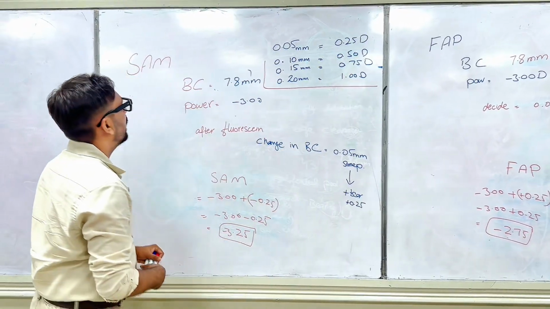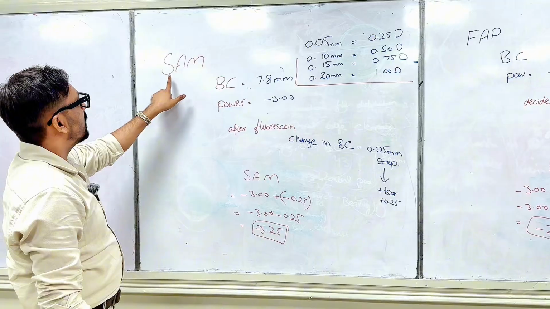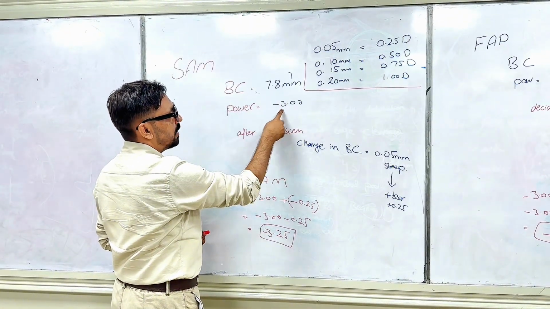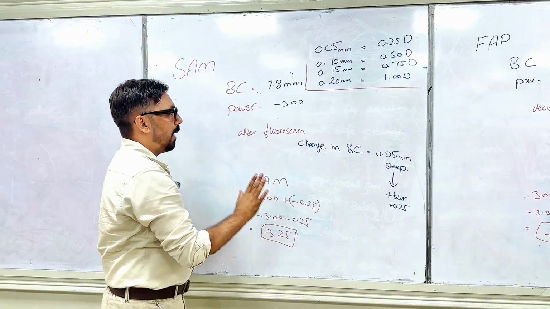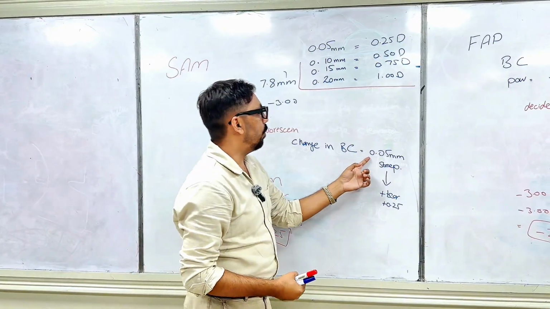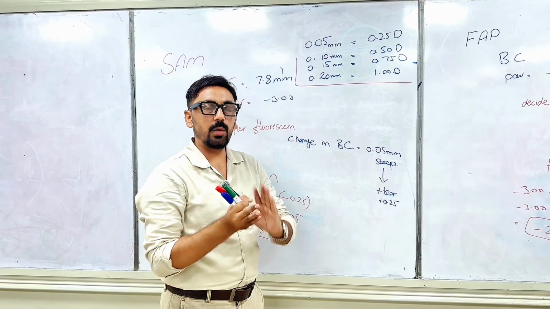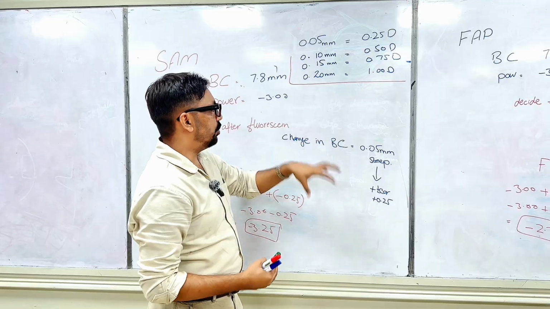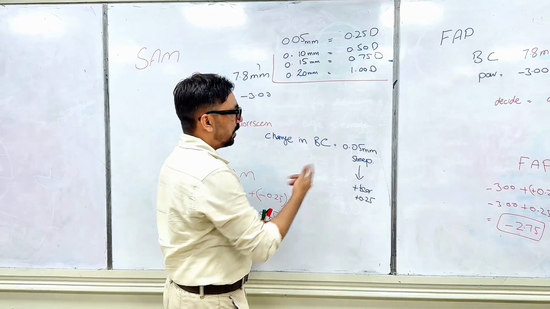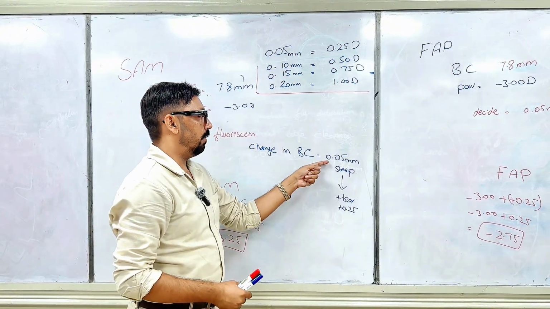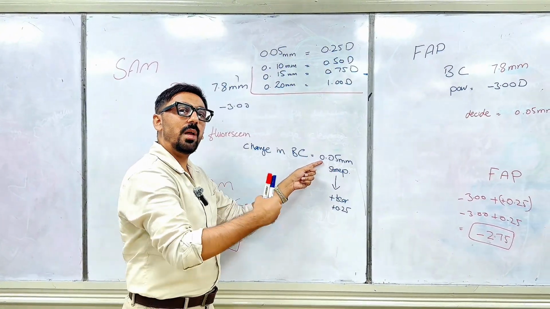Now let's discuss the example. For example, we are discussing the SAM rule. If the base curve is 7.8 millimeters, power is minus 3 diopters, and after the fluorescein pattern, you observe something and you decide to change the base curve. And how much? 0.05 millimeter. You have to steepen your base curve. What will be the value of the steepening?